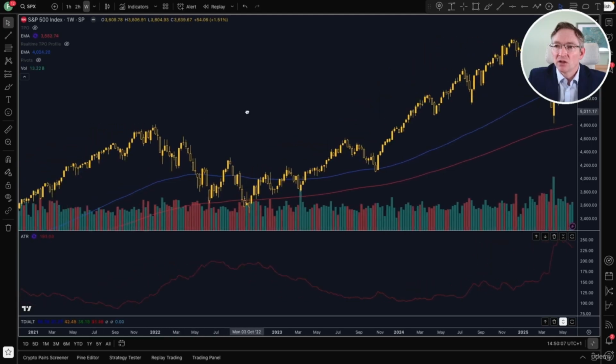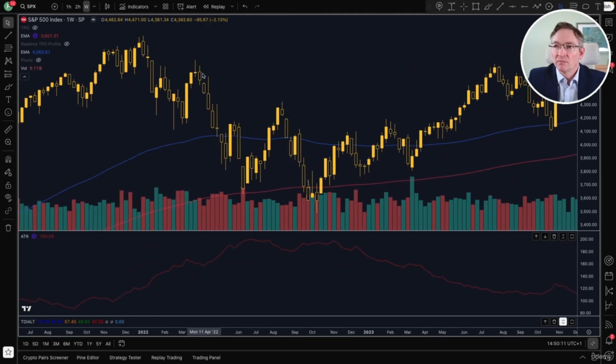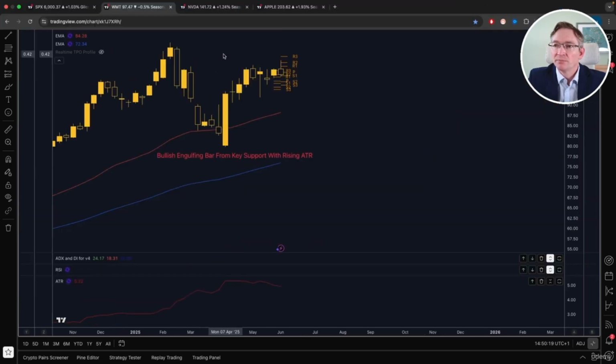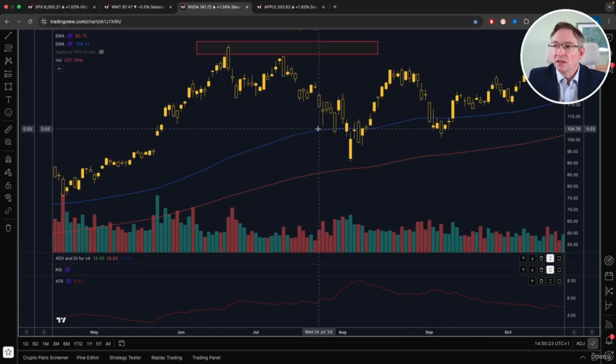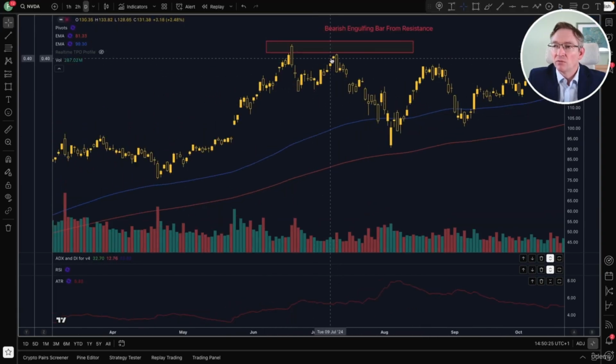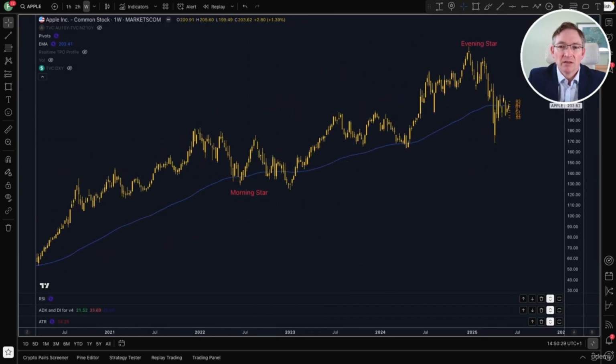You can see, good example here, the shooting star moves up, long tail, twice the size of the body, space to that side, volume moving, ATR falling, then proceeds a drop. Bullish engulfing bar from key support, the bearish engulfing bar from resistance, and then the evening star and the morning star.